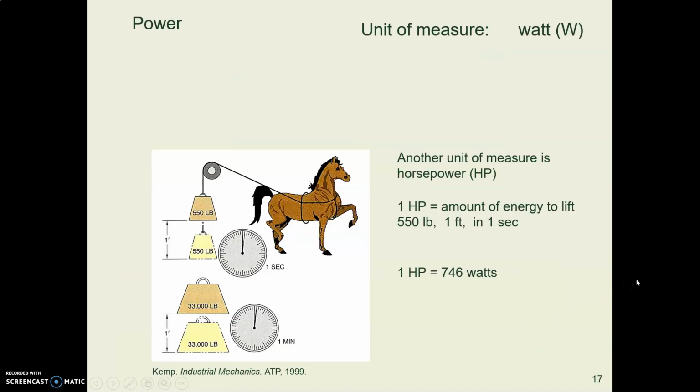One more term is power, and it's measured in watts. And power is the rate at which you do work. We can also measure power in horsepower, so either horsepower or watts. When we're talking about, let's say, electric motors, we rate them in horsepower. When we're talking about our electrical systems in our houses, we measure that in watts.